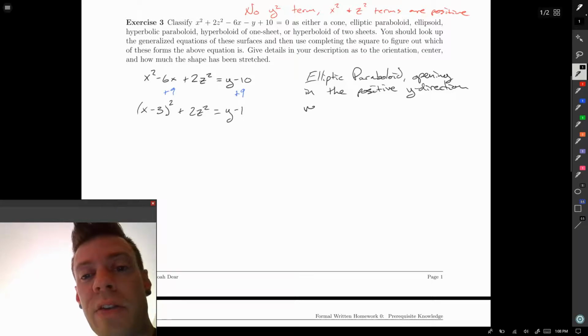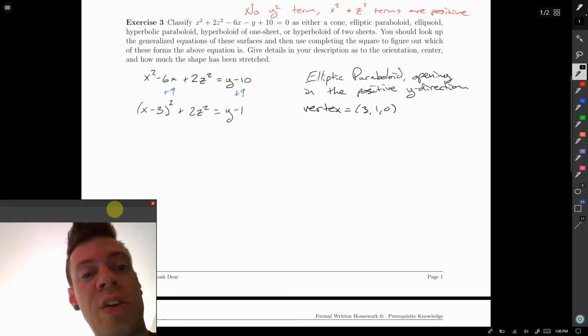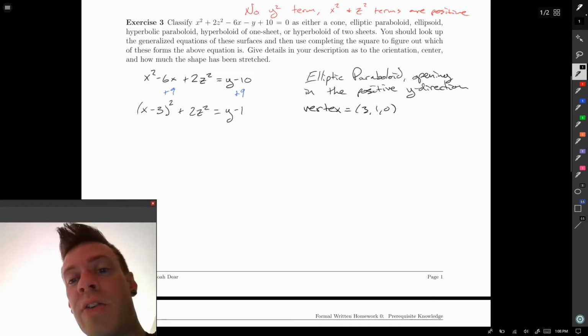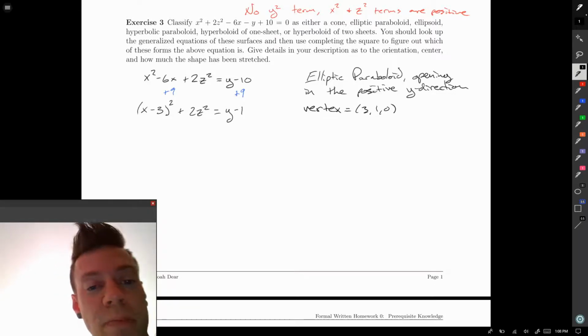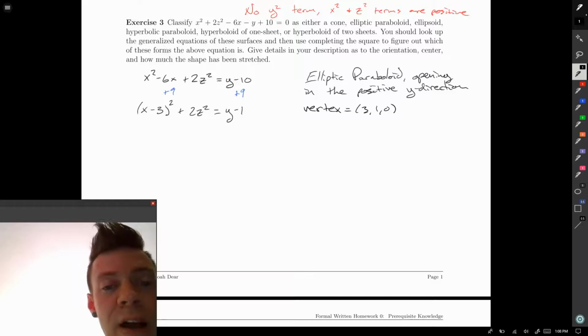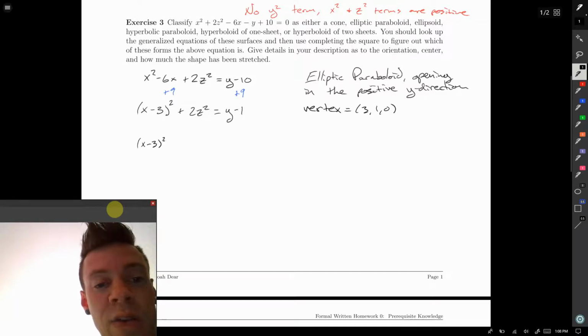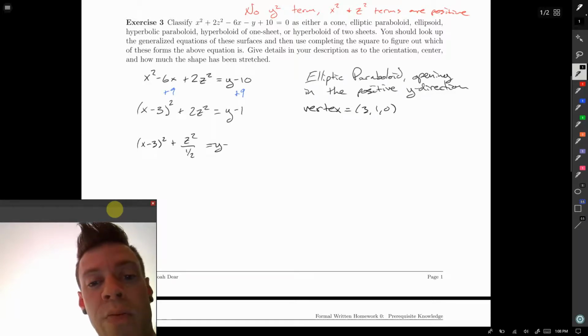So the vertex is going to be at 3, 1, 0, and that's because we have a shift to the right 3 in the x direction, over 1 in the y direction, and no shift in the z direction. So there's my vertex. And I'm now going to do this in two ways. I'm going to do x minus 3 squared plus z squared over 1/2 equals y minus 1.